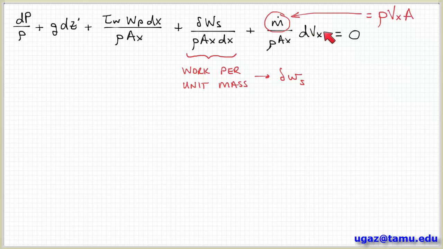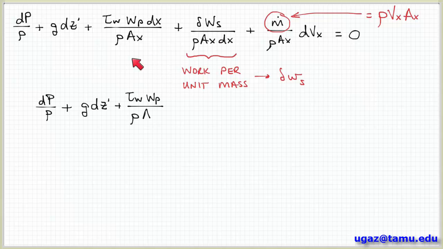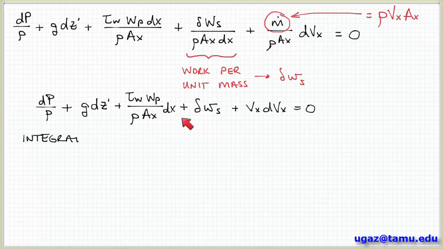And remember that the mass flow rate, again, is rho vA. And since we're just talking about the x component here, we have rho times the x component of the velocity times the cross-sectional area. Okay, so now we can substitute these again into the equation for the momentum balance and simplify it further. So I have dp over rho plus g dz prime plus tau wall times the wetted perimeter over rho Ax times dx plus the shaft work term delta ws plus vx dvx. And then all that equals 0.